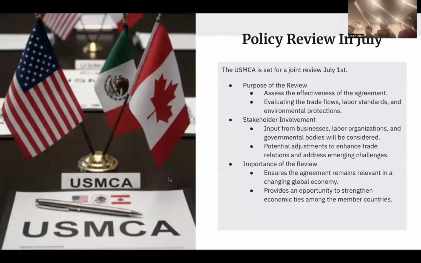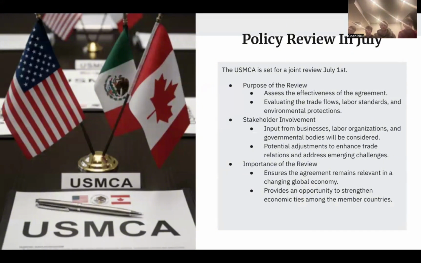So now let's talk about the review coming up this summer. This review is important because it gives us a chance to look at how well the agreement has been working since 2020. The main goal of this review is to see if things like trade, worker rights, and environmental rules are doing what they're meant to do.